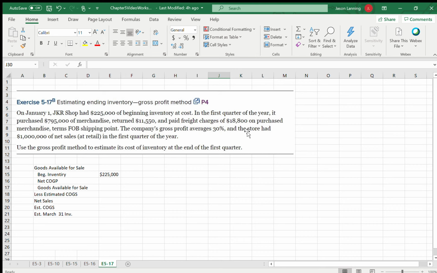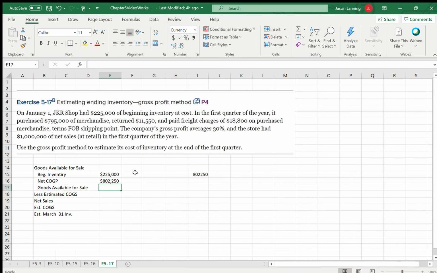Gross profit averages 30%. The store had $1 million of net sales at retail in the first quarter of the year. So we have a beginning inventory. Now, this is net cost of goods purchased, and we've got to calculate that. Basically we've got to take everything that we purchased during the year, the $795,000, subtract what we returned, $11,550, and add in the freight charges, $18,800, that we had to pay. So that means we had net cost of goods purchased of $802,250.